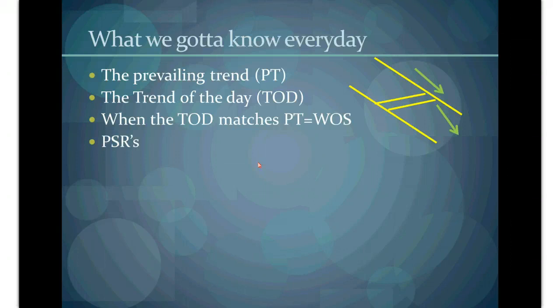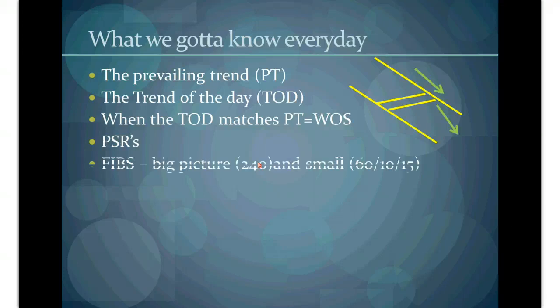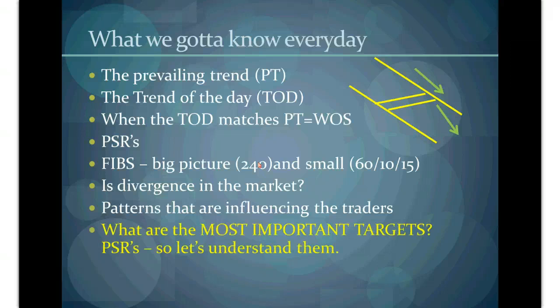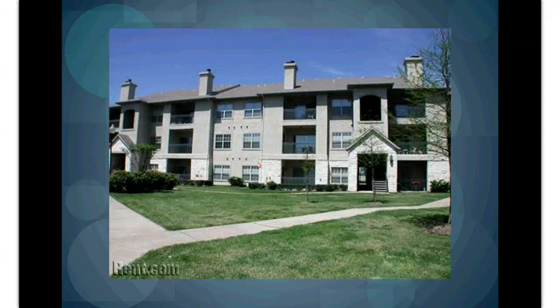We then need to know the previous support or resistance. We need to know fibs, big picture, the 240 world, and also the small, the 60 world, so that we can find the roadmap. Is divergence in the market? That means that it may not go very far. Patterns that are influencing the traders: are there wedges, rising wedges, falling wedges, triangles, symmetrical triangles, pennants, bear flags, bull flags, head and shoulders, inverse head and shoulders? All those patterns influence the traders and their ability to make a trade. What are the most important targets? They are PSRs. So let's understand them.